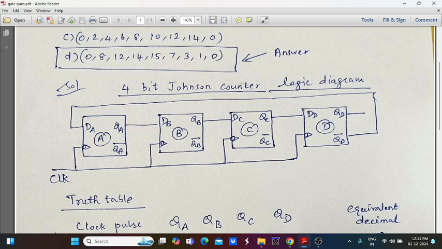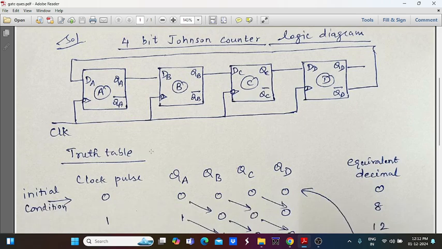Comparing a ring counter and a Johnson counter, this is the main difference. In a ring counter, the last flip-flop output is given as feedback to the first flip-flop input. But in this case, the last flip-flop inverted output is taken as feedback input to the first flip-flop. So DA will receive its input from the output QD bar. Based on this logic diagram connection, we are going to make the truth table.